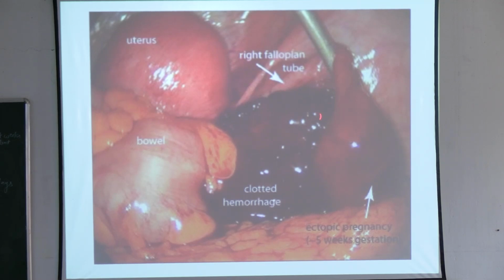So, laparoscopically you can beautifully diagnose and treat. You can take the clots by laparoscopic suction, and you can treat this ectopic pregnancy by removal of the tube. We are coming to that later on.